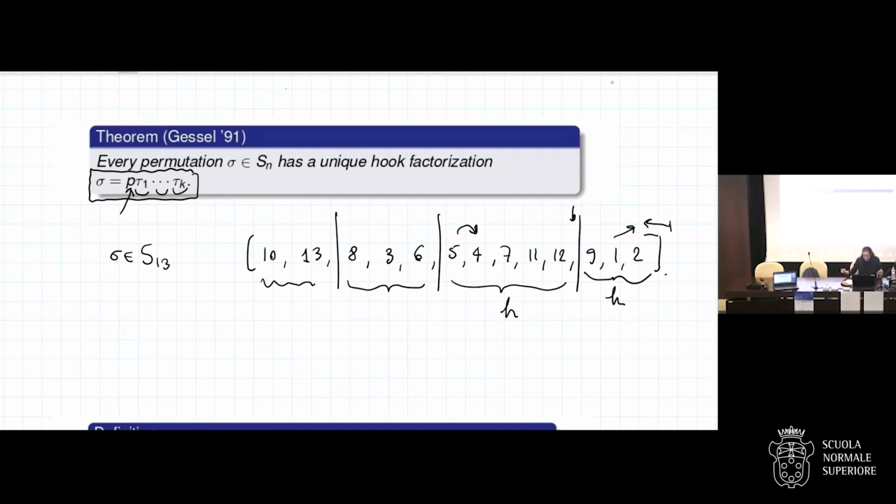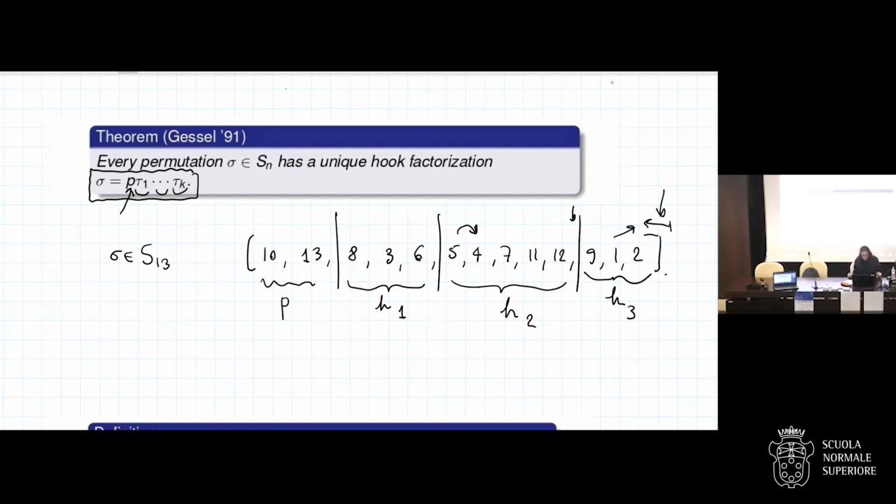I guess that this way of finding the hook decomposition should convince you that this is unique, because I was forced to find the hooks by scanning from the final part. So in this case, we have 3 hooks for sigma, and then this prefix, which is 10, 13. And this is the unique hook factorization for this sigma.